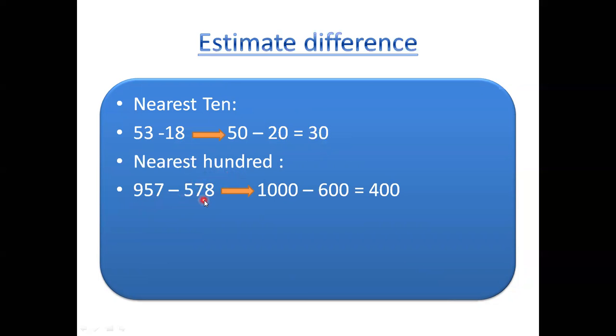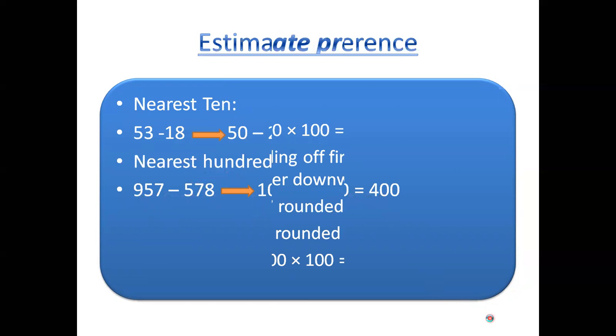This is an example for the nearest 100. 957 minus 578. Check the tens place. What do we have? 5. So it means you have to increase by 1. What is 9 plus 1? Very good, 10. So it becomes 1000 minus 578. What is there in the tens place? 7. 5 plus 1, 6, so 600. 1000 minus 600 is 400.